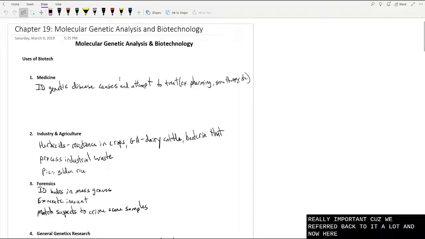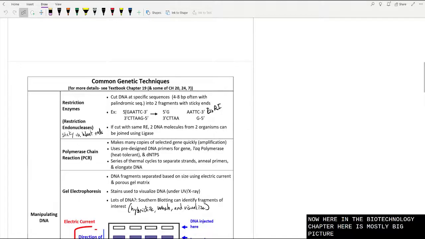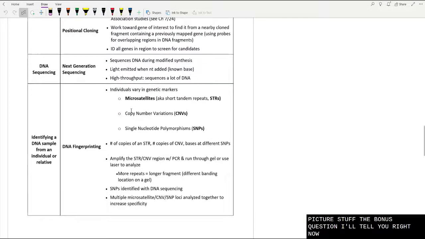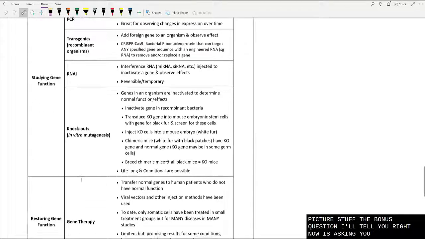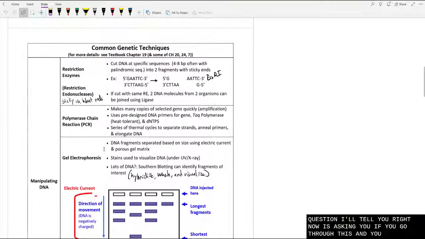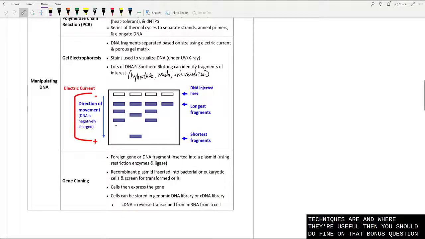And now here in the biotechnology chapter, here is mostly big picture stuff. The bonus question, I'll tell you right now, is asking you some random ones of these and you define what they are. So if you go through this and you can say what each one of these techniques are and where they're useful, then you should do fine on that bonus question.